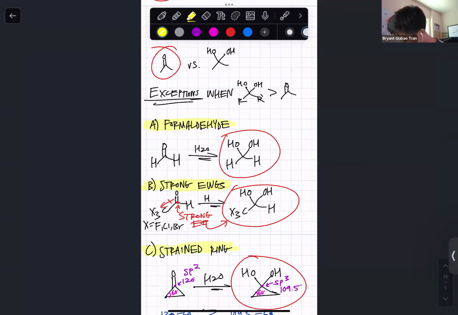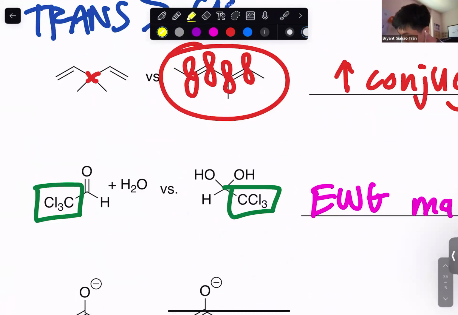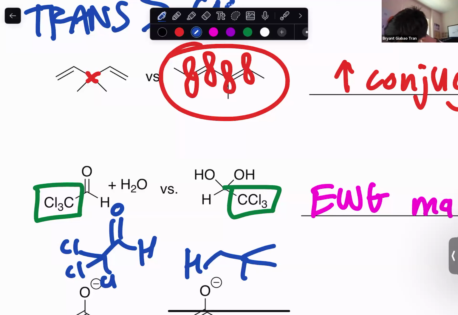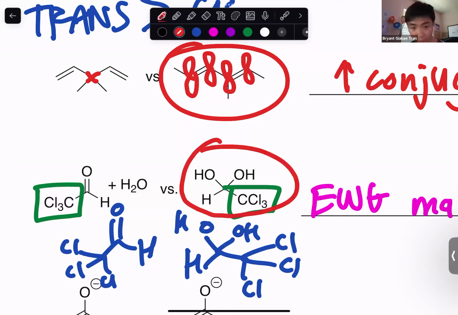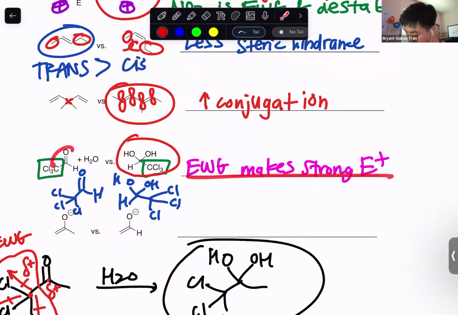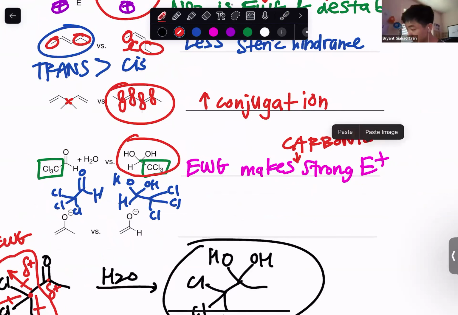Which showed up in this problem here. She was comparing this carbonyl with a strong EWG, the CCl3, versus this geminal diol with the same electron withdrawing group. And that's one of the exceptions where we have the geminal diol major or more stable over the carbonyl. The reason is because the EWG makes the carbonyl a strong electrophile.